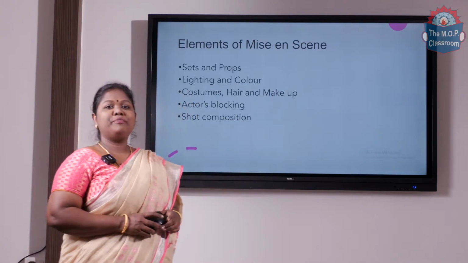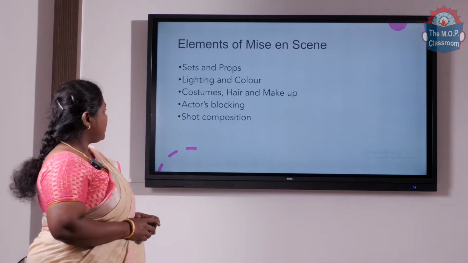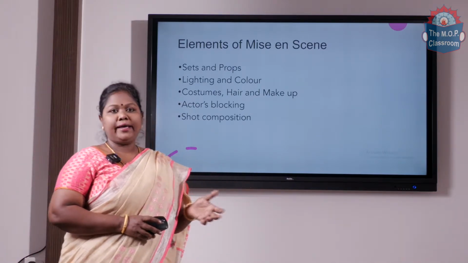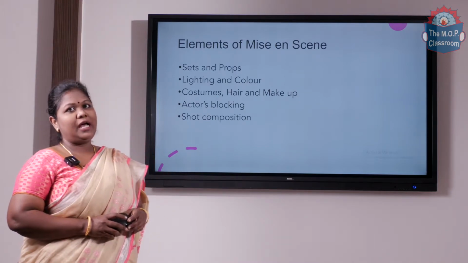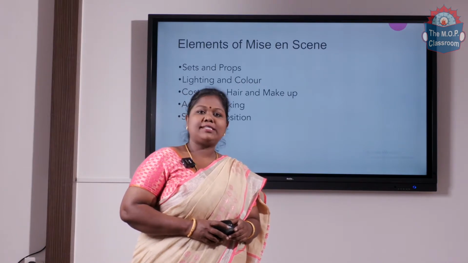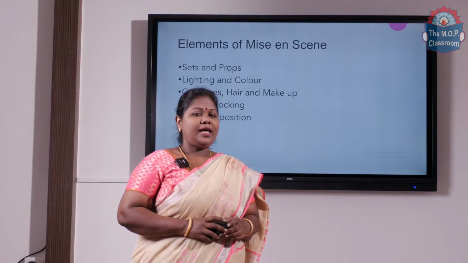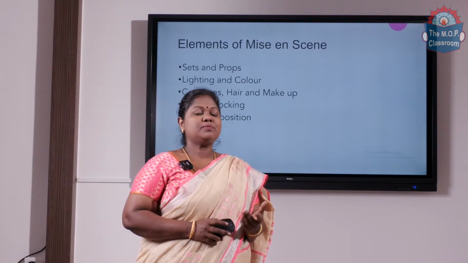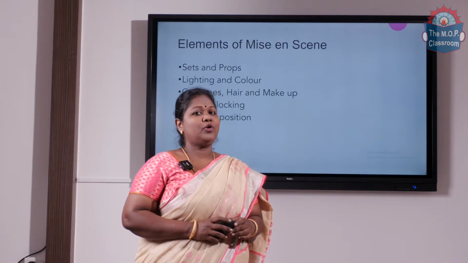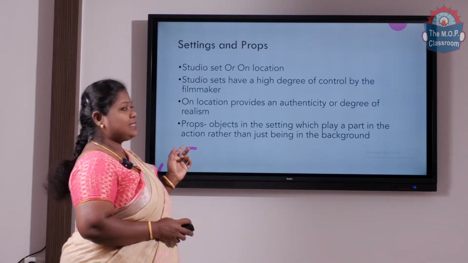All of these elements of mise-en-scene, namely sets and props, lighting and color, costumes, hairstyle and makeup, the actors' blocking, which gives away information about facial expression and body language, and shot composition, how we put people inside the frame, are necessary to provide that style. Now, when we put all of these elements together in the right way and in the exact proportion that explains the style of the filmmaker, it provides a meaningful and purposeful art form for the audience to watch. Let's get into each of these elements in detail now, the first starting with settings and props.